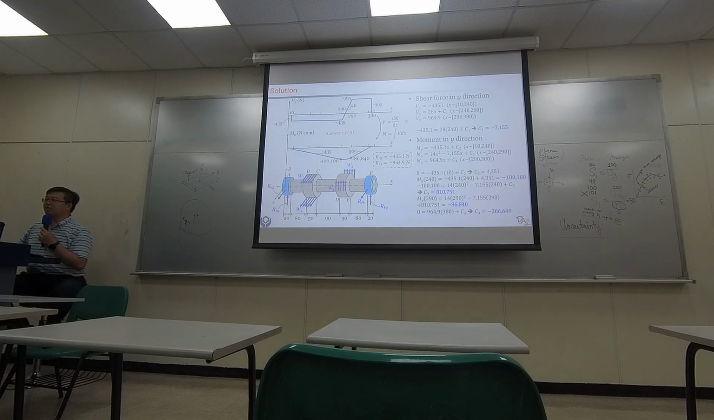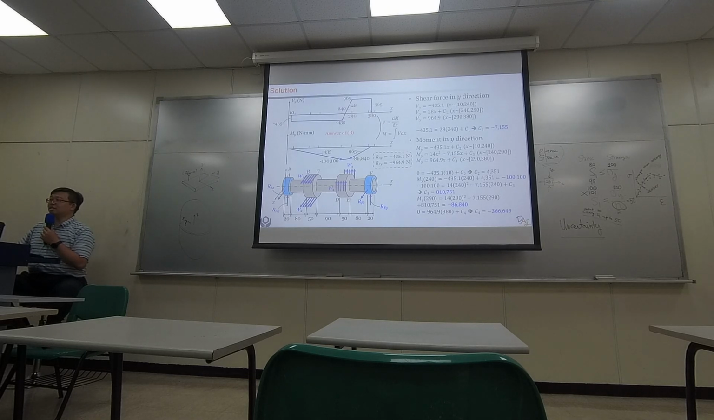The only thing is, for the second part, it's a linear equation. It's going to be 20a, the slope, times x, plus some value. So how do you get it? You can just plug in a certain position. In this case, I plug in the position of 240, and I know the shear force right here is -435.1, in order to get C1. So I know the constant value right here.